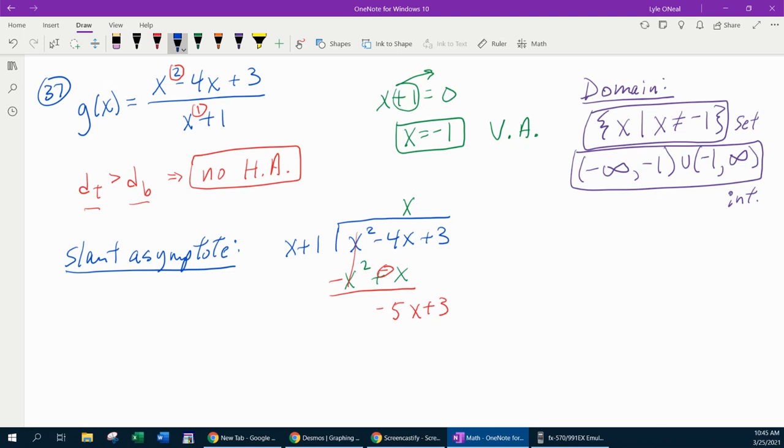-4x minus x, that's going to be a -5x plus 3. And then we're going to ask ourselves again, what would I multiply x by now to make -5x? And that would be -5. And you don't have to finish this long division. We now have enough information to know that the slant asymptote is going to be y equals x minus 5. That is the answer for our slant asymptote.